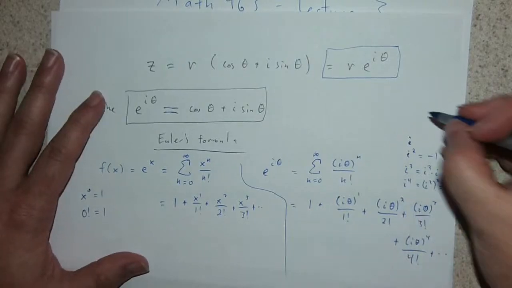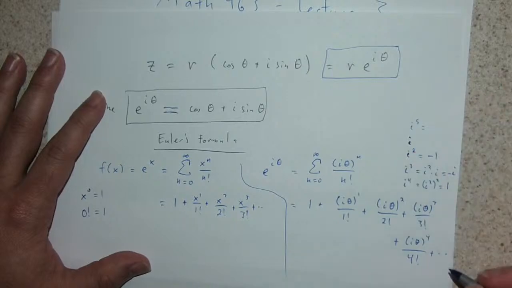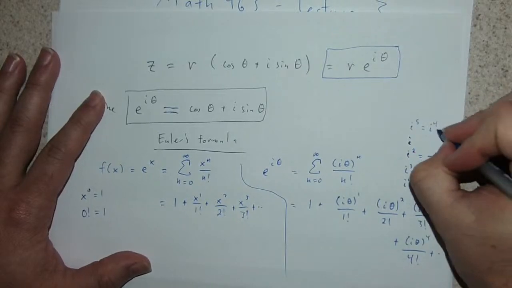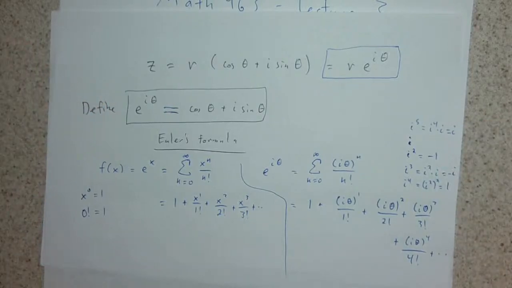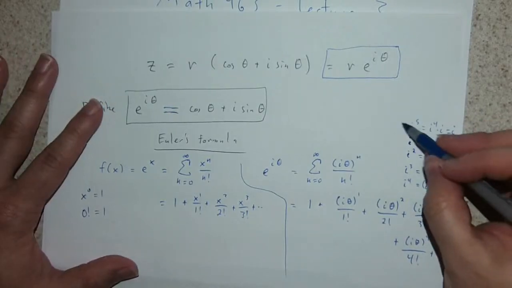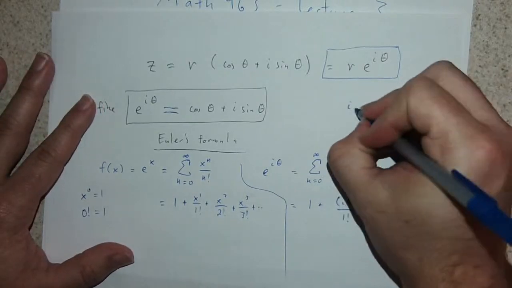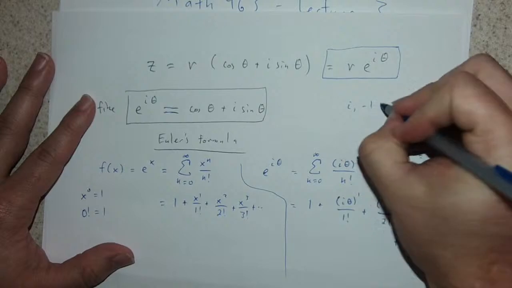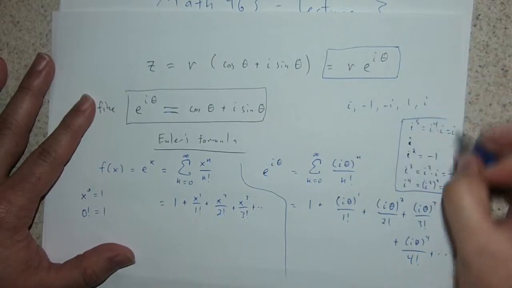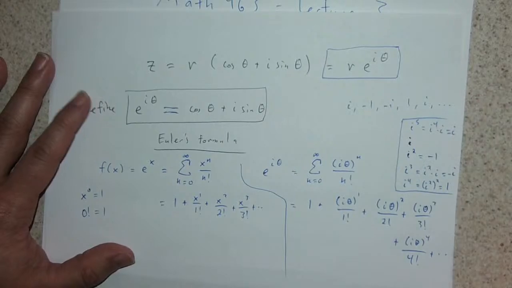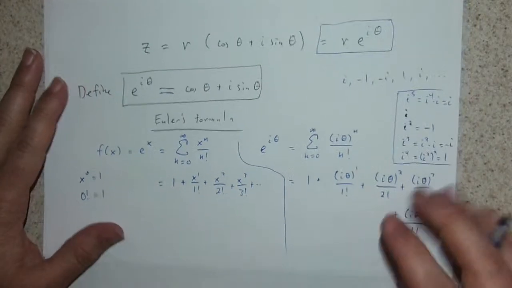So what's i to the fifth? Maybe I've run out of room here. I'll do it up here. What's i to the fifth? Well, i to the fifth is i to the fourth times i, but i to the fourth is 1, so this is just i, and we repeat. So these powers of i cycle: i, then -1, then minus i, then 1, then back to i, and it repeats like that over and over again. Okay, so knowing that, I can simplify this power series a little bit.